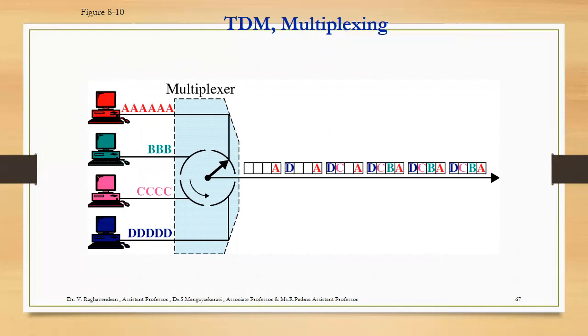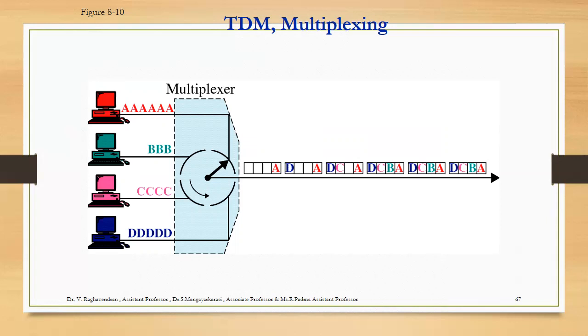First I am going to consider here 4 different inputs A, B, C, D. In A, 6 A's are available. In B, 3 B's, in C, 4 C's, in D, 5 D's are available. So I am going to use the multiplexer. It generates different time slots. Each frame consists of 4 slots. First, I am going to start from the first device A. So A, B, C, D, the first frame is over.